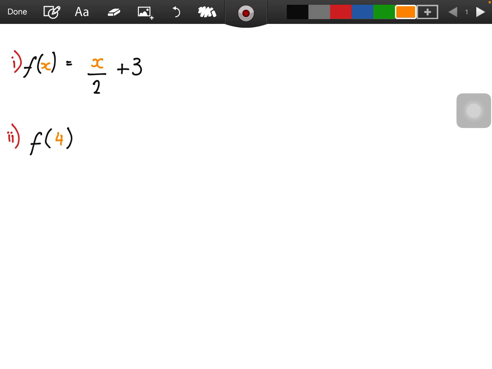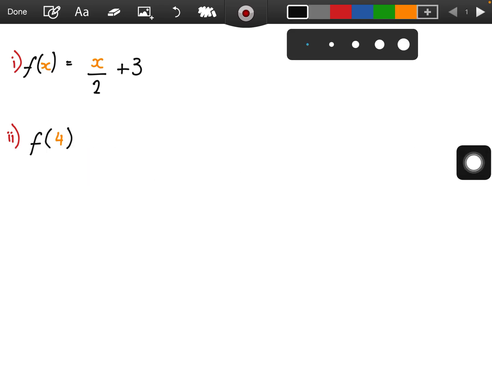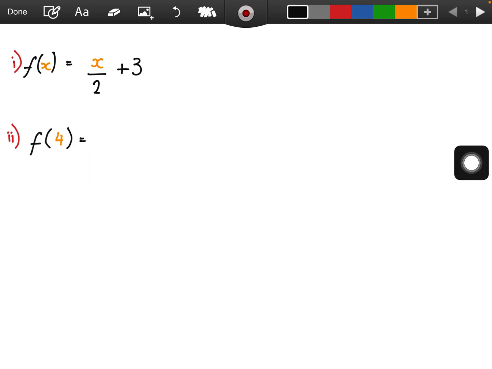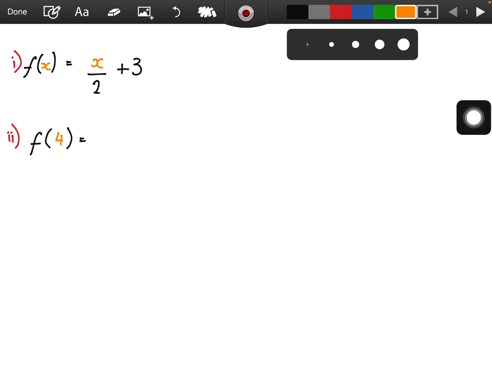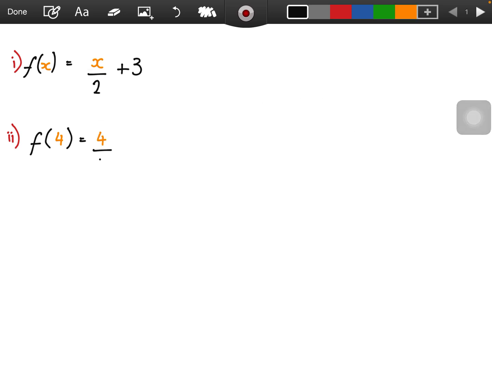Okay, so when I input 4, instead of having an input x, I now have an input 4. So exactly where x was earlier, I now have an input of 4. So I have 4 over 2 plus 3. So that means it's 2 plus 3, which is 5. Okay, so for an input of 4, I have an output of 5.